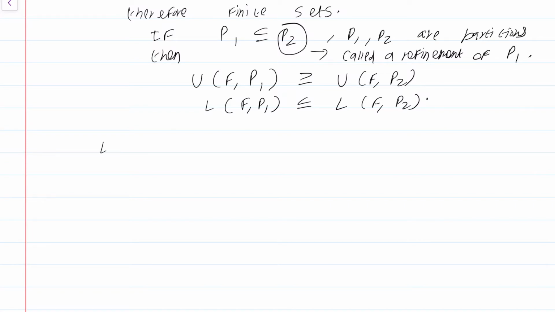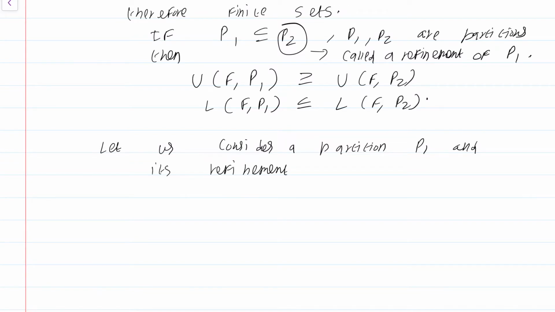Well, let us just see. As I remarked, all these partitions are finite sets. Let us consider a partition P1 and its refinement P1 union Z. I'm just going to add a single point Z to a partition and let us see what happens in this case. This is the simplest scenario.